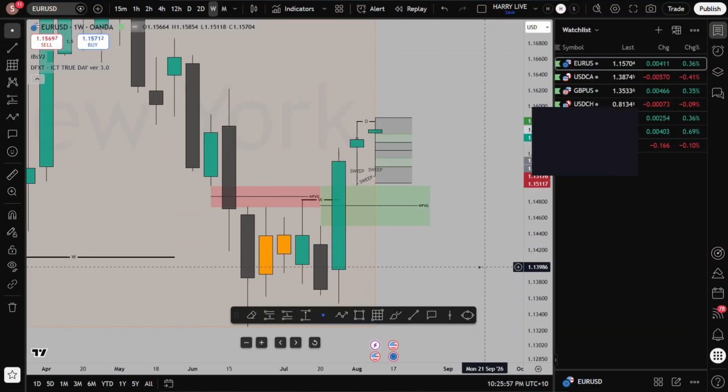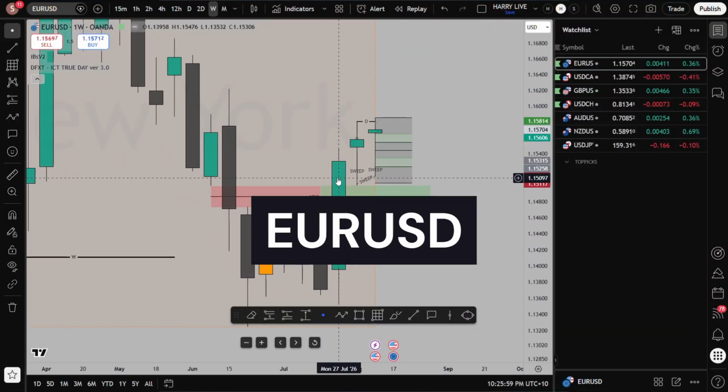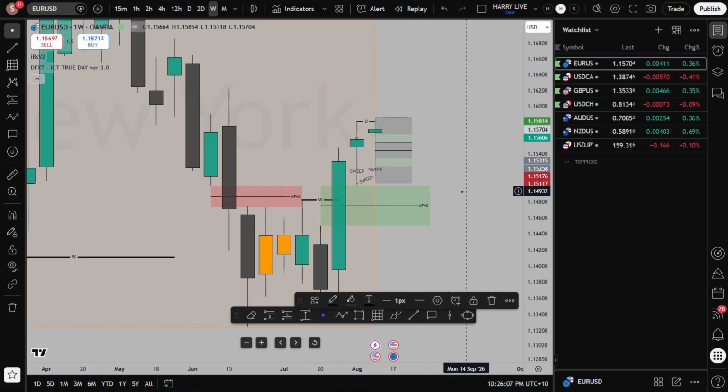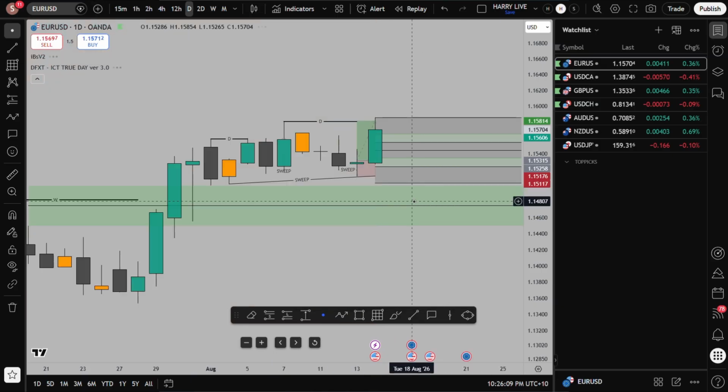So the first one is EURUSD. EURUSD on the weekly, we can see we have inversed this FVG on the weekly, and we have created a new FVG around this region.